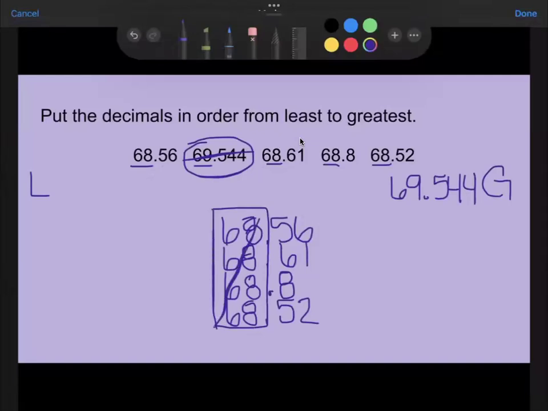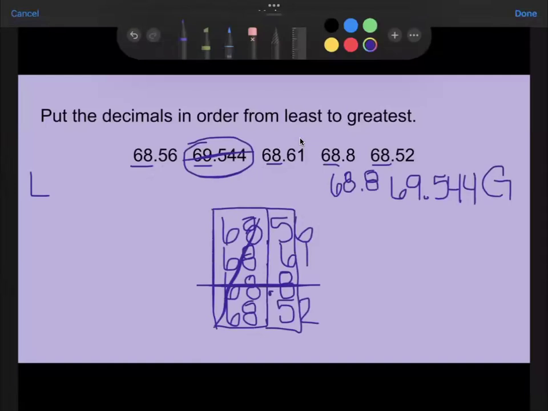But if we go to the next place value, which is the 10th place, we do have some that are different. We've got 2 5s, we've got a 6, and an 8. Well, out of those numbers, the 8 would be the greatest. So that's going to be over here, 68.8. So I'm going to go ahead and put that there and then cross it off.